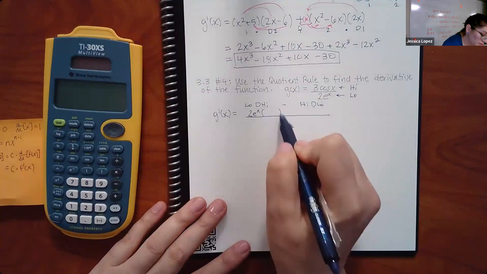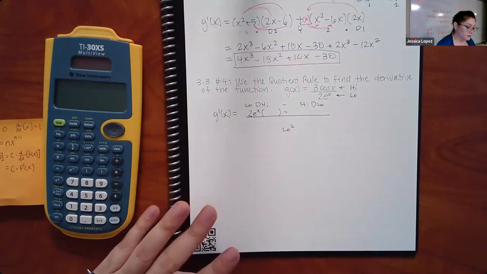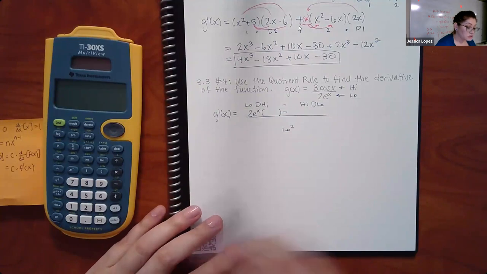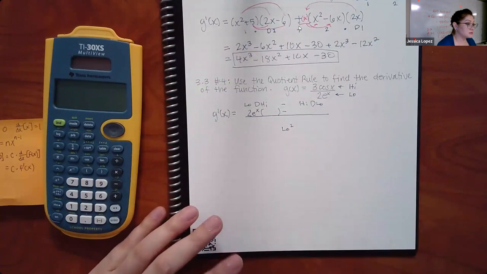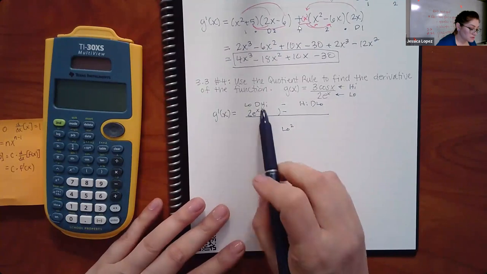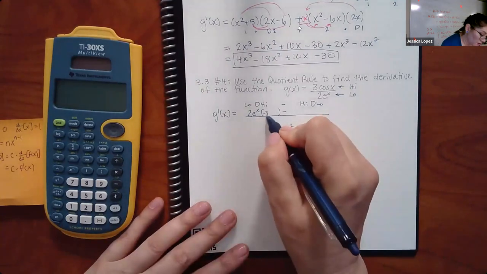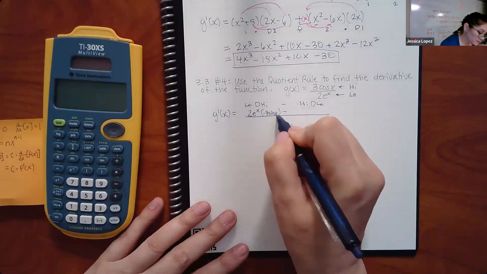But when I do the derivative of the top, what do you end up with? What is the derivative of 3 cosine x? Because I have to take the derivative. It is negative 3 sine x.